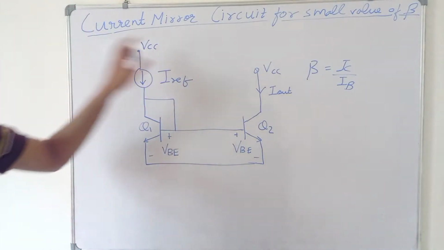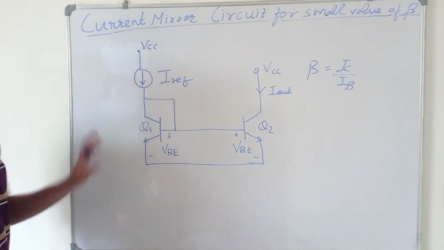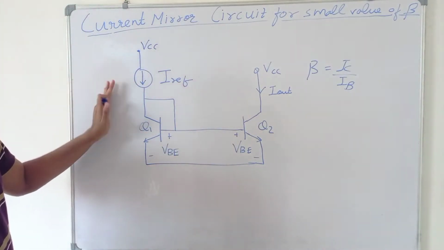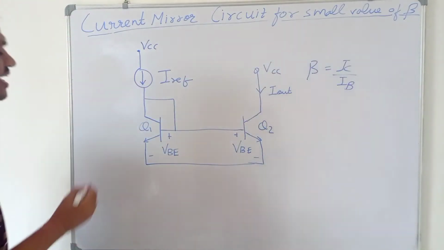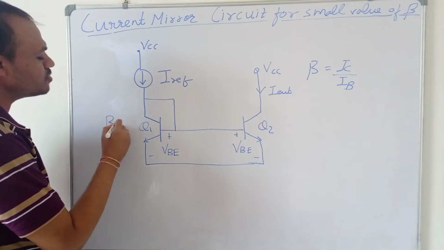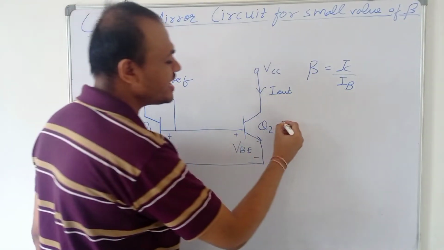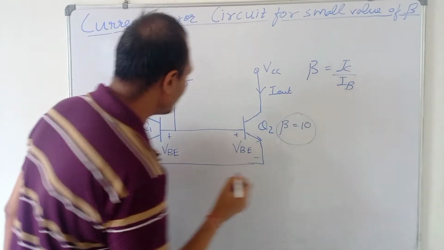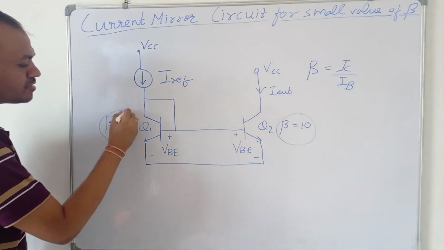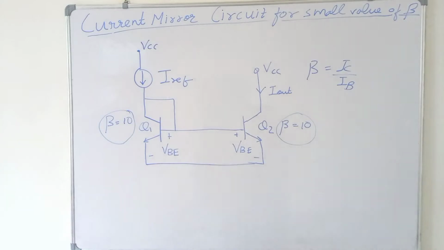Okay, so this is the normal current mirror circuit. This current mirror circuit will not work for a small value of beta. Let's say we have beta equal to 10 for this transistor and beta equal to 10 for this transistor. For both Q1 and Q2, beta is equal to 10. But the current mirror circuit will not work for small values of beta. So, we will see why.